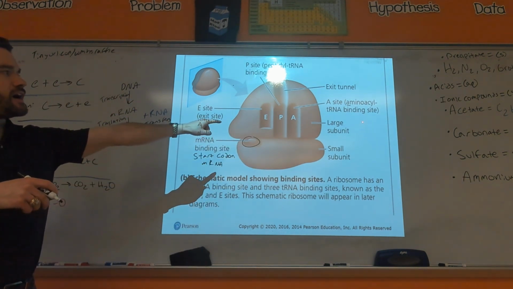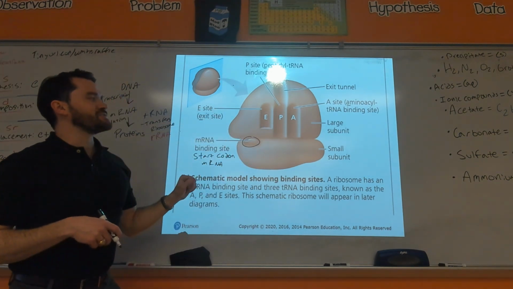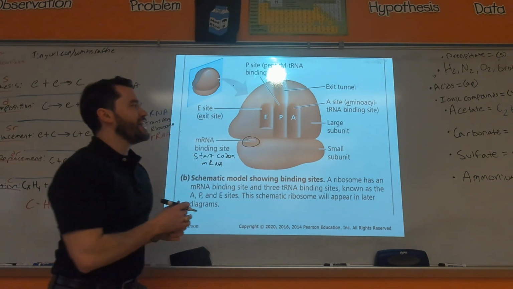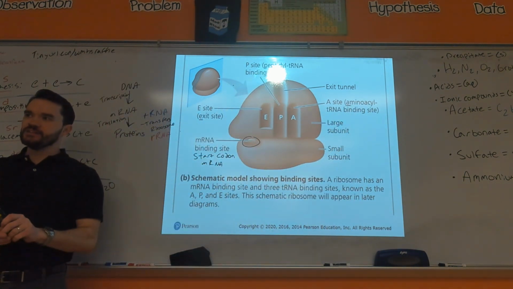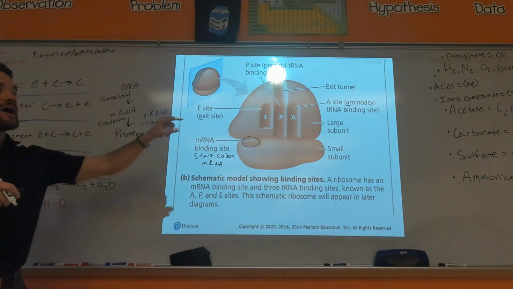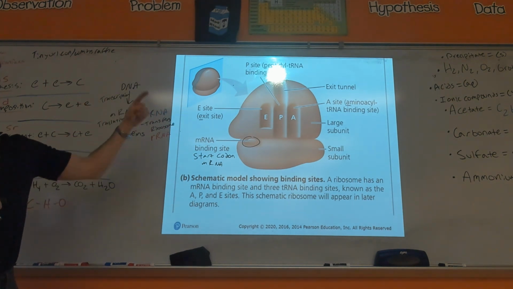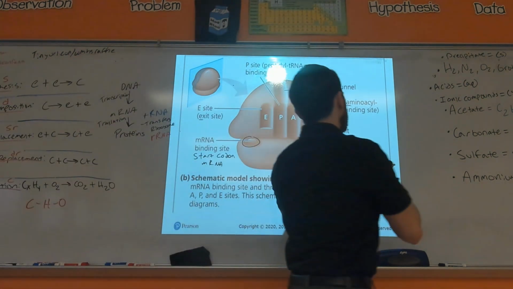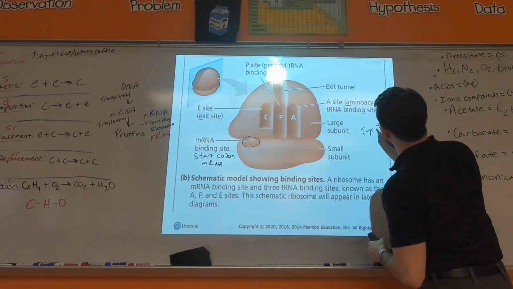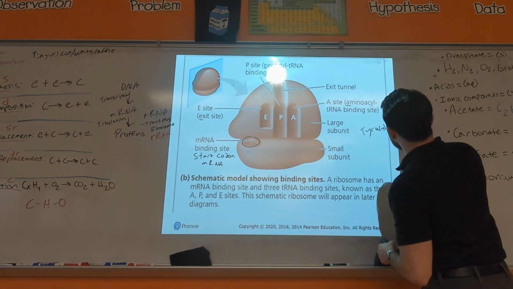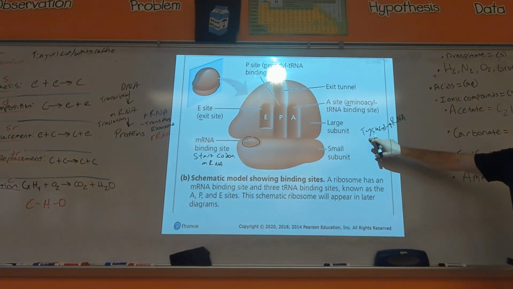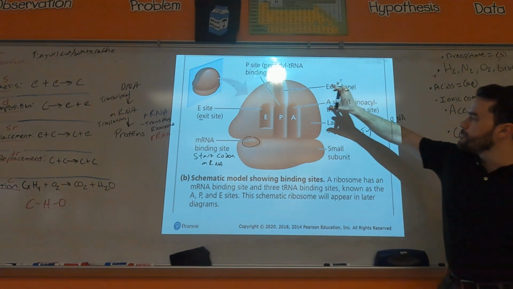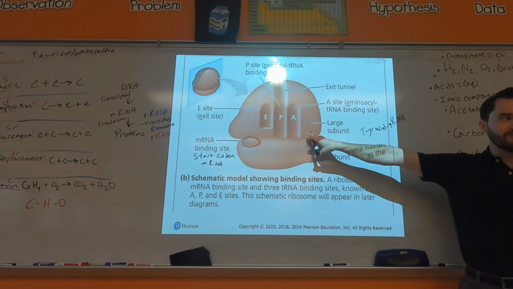And then the first amino acid will come in. The A site stands for the aminoacyl tRNA binding site. So it's a big word, but break it down. Aminoacyl tRNA, that could be like the tyrosyl tRNA. That would be a tRNA carrying the amino acid tyrosine. That would bind to the A site, so the first one comes in.